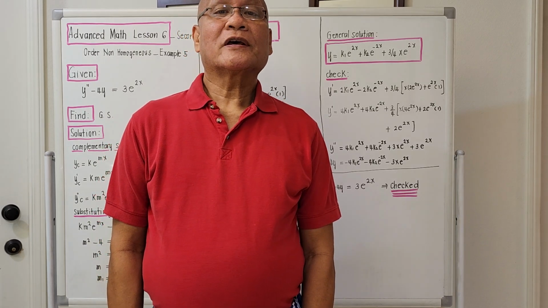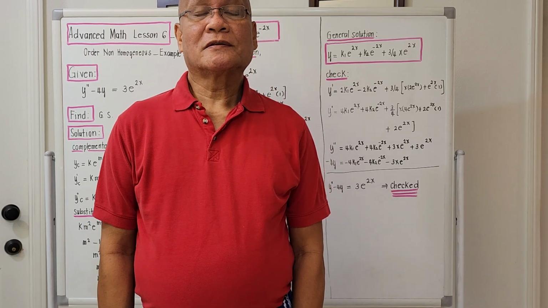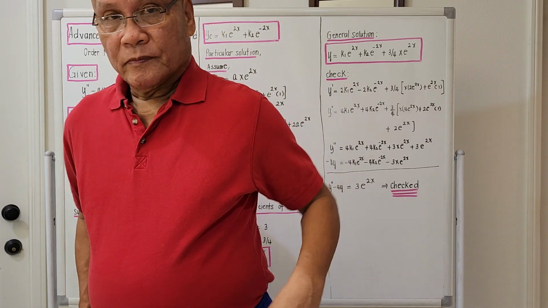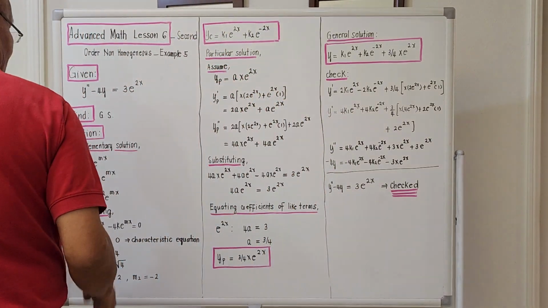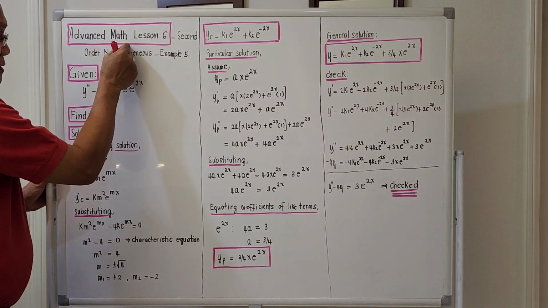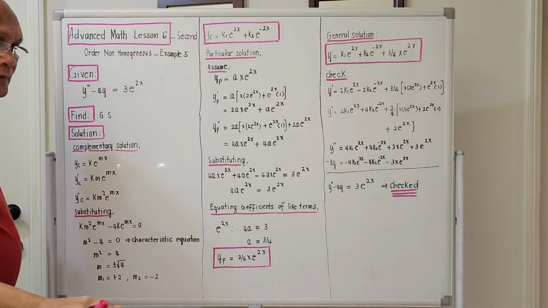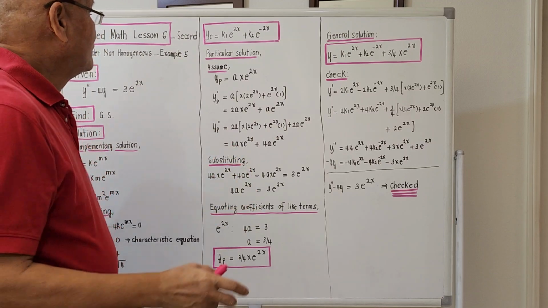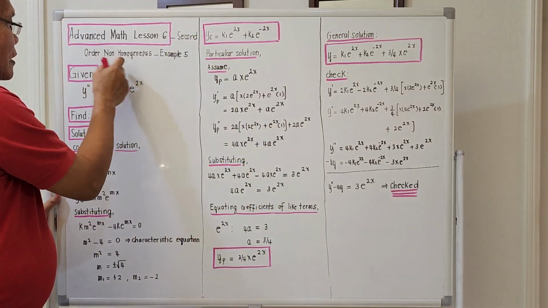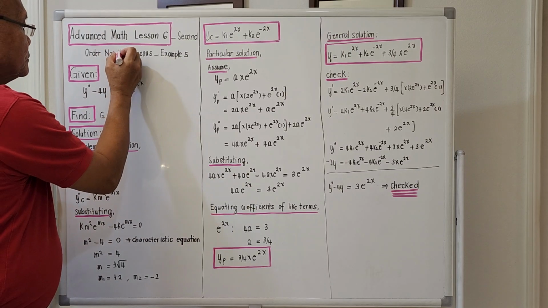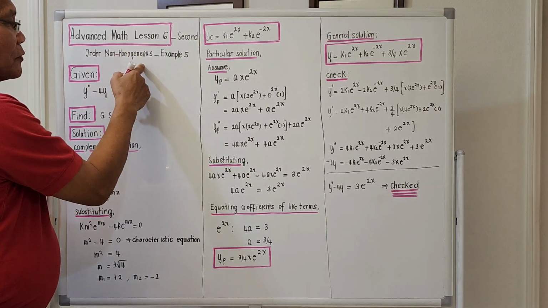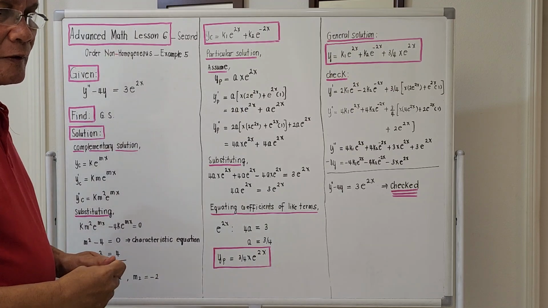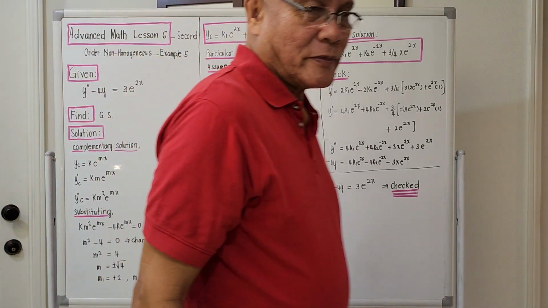My lesson for tonight will be Advanced Mathematics, lesson number 6. I will try to give you an example for tonight. It will be a second order non-homogeneous differential equation. Okay, example number 5. Okay, let's try to proceed. I will check my camera.